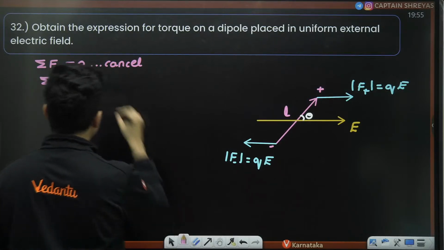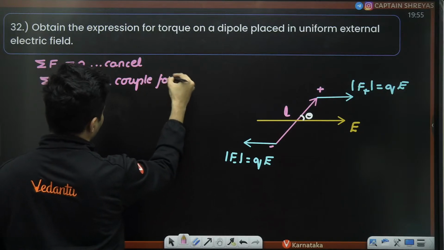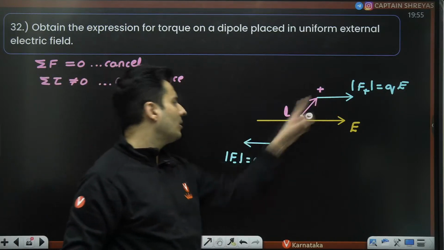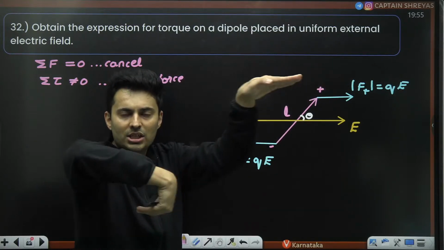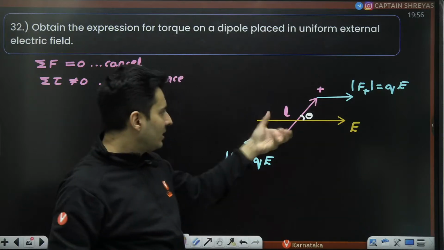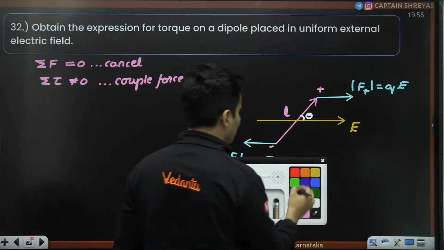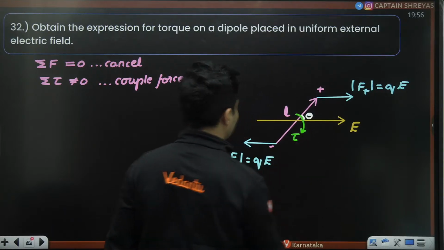In fact, they behave like a couple force. A couple force is where there are two equal opposite forces separated by distance, because of which they might cancel force wise, but torque wise they will rotate it. So there is definitely rotation which will be observed. So therefore definitely there is a torque which is there.